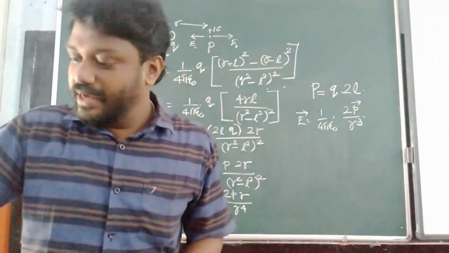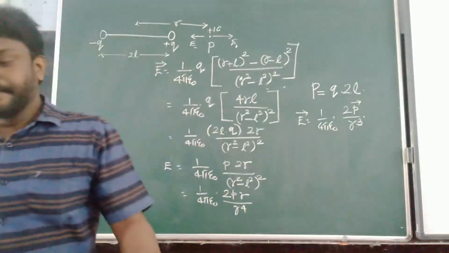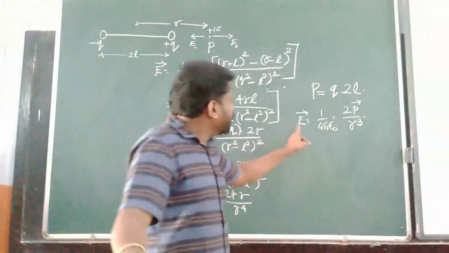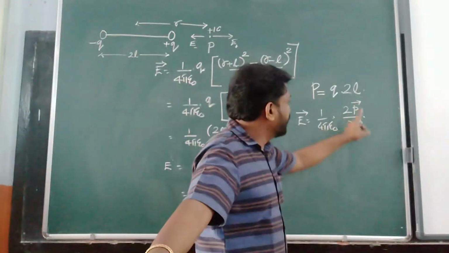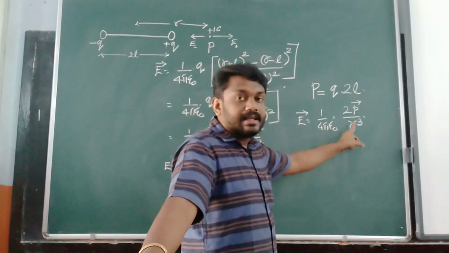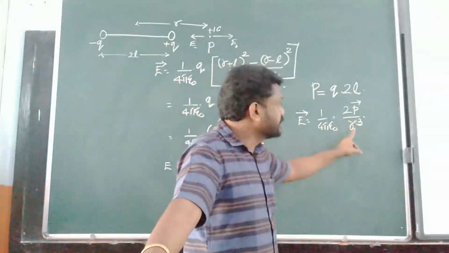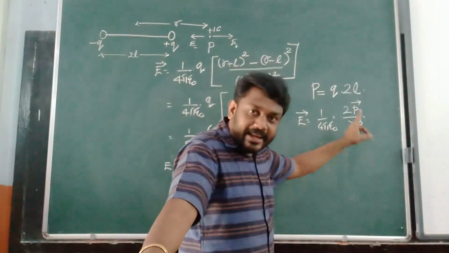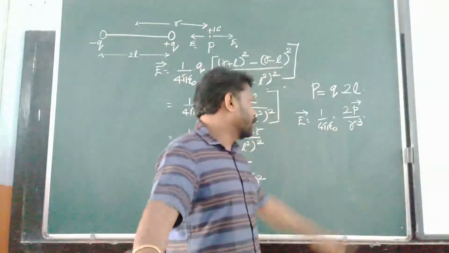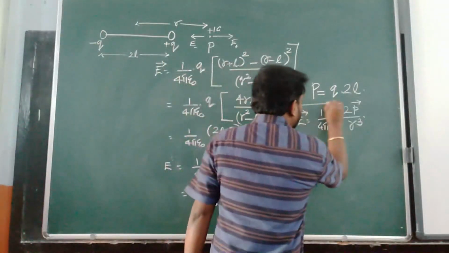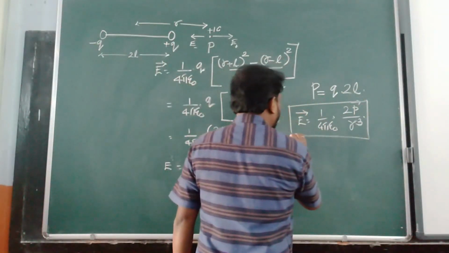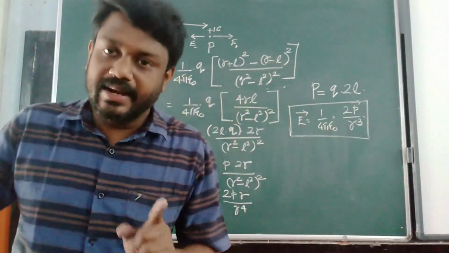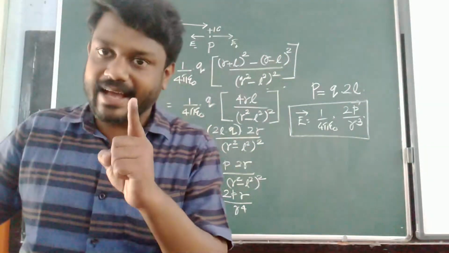And what is the direction of P? Direction of P is from negative charge to positive charge. So, E can be taken as 1 by 4 pi epsilon 0 into 2P divided by R cube. This is the net electric field intensity due to a dipole along its axial point. So, you remember this equation, E is equal to 1 by 4 pi epsilon 0 into 2P divided by R cube. That is the electric field intensity due to a dipole along its axial point.